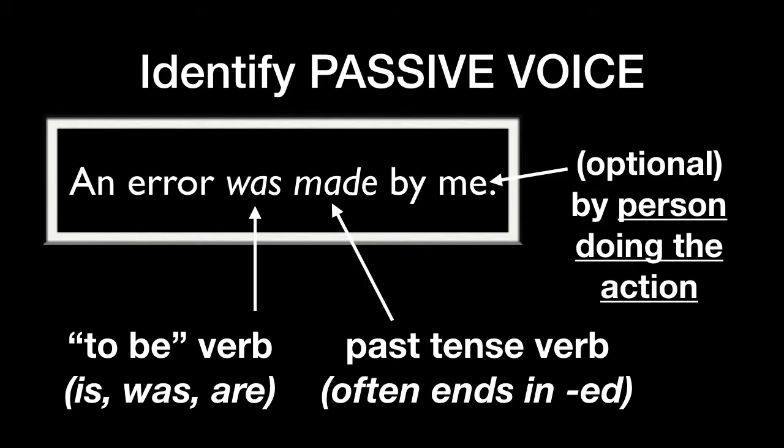Next is the passive voice. It's also pretty easy to recognize. You're looking for one of those verbs that's called a to be verb, like is, was, are, have been, and then a verb that's written in the past tense. Often these end in ed, but you can see the example here is an irregular word, made. It's still in the past tense though. And then sometimes you'll see that it says by the person doing the action. This is not always required, but it really helps in rewriting things because it'll help you figure out who's the subject of this.